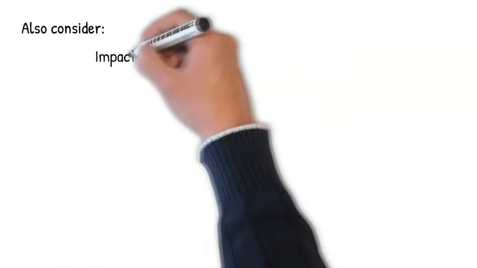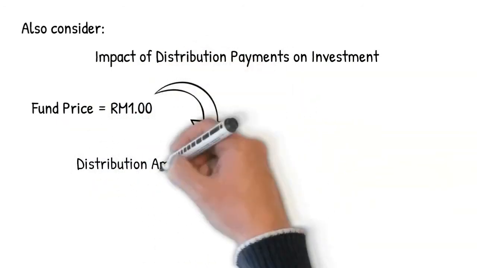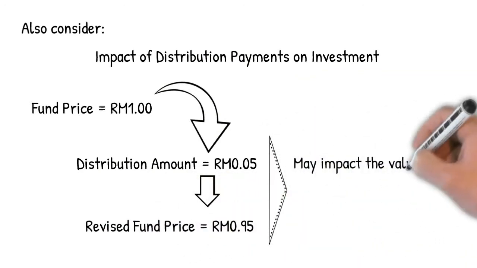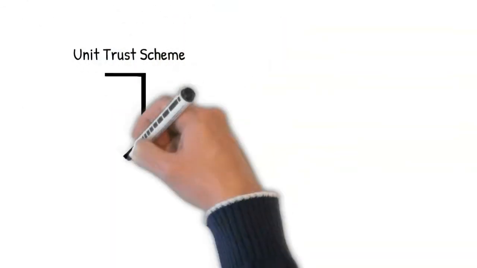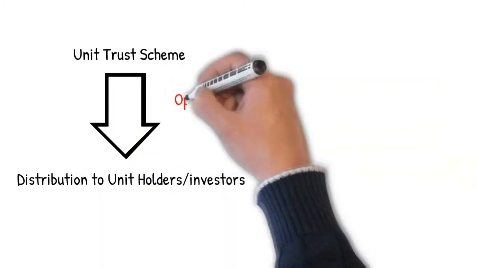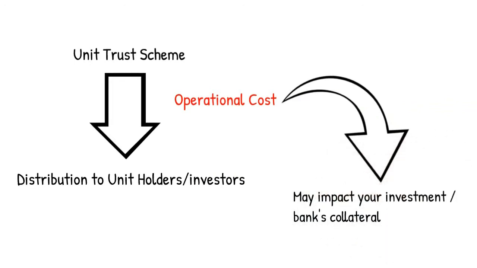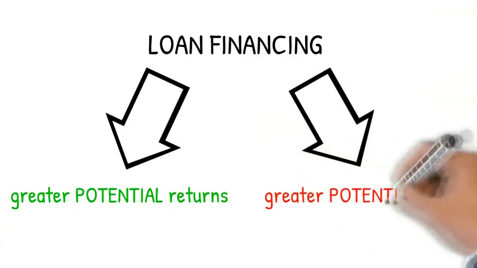Also, consider the impact of distribution payments on your investment. When a fund pays distribution, the fund's price will fall in proportion to the distribution amount. This may impact the value of your investment and, by extension, the bank's collateral, especially if the distribution amount is not reinvested. Additionally, when making distribution payments, the fund may incur some operational costs, and this may also impact the value of your investment and of the bank's collateral. As such, even though the potential investment returns are high, the risk of investment losses is also high.